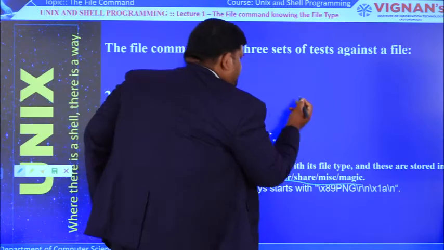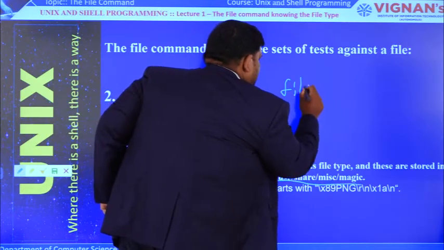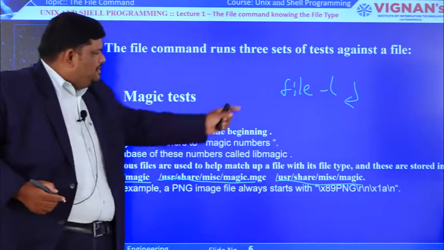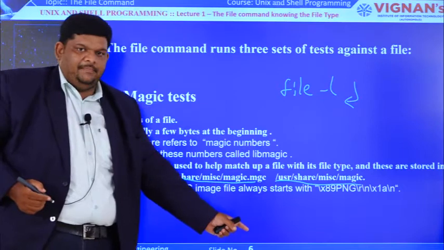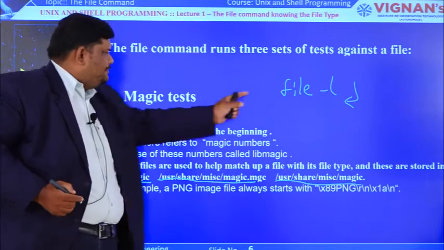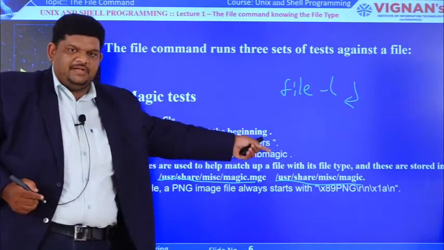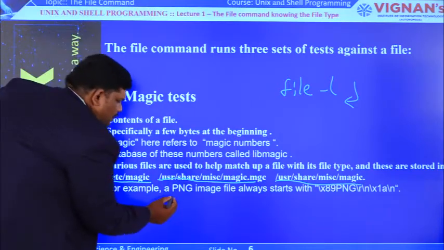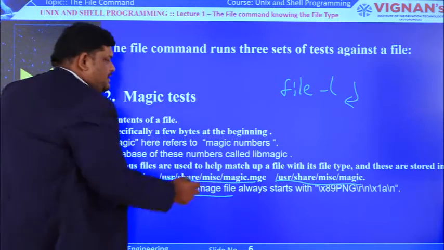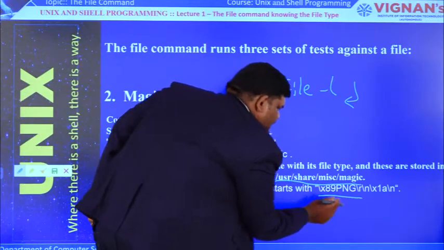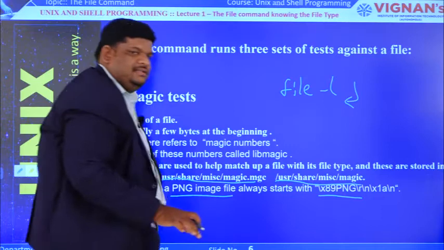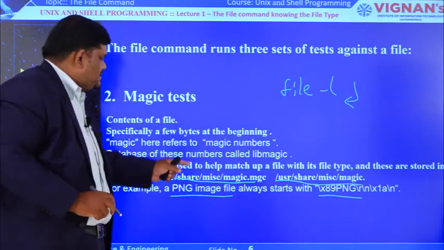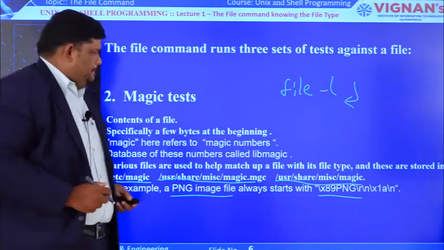If you want to check, you can type file space option L, enter. If you check this, more than 100 libraries will come. That means magic testing compares against all those libraries and gives the result. Let us see, for example, one image file. It always starts like this, which means this information exists in the library. After comparison with that library, it tells us it is an image file.